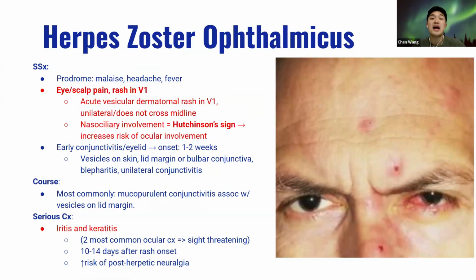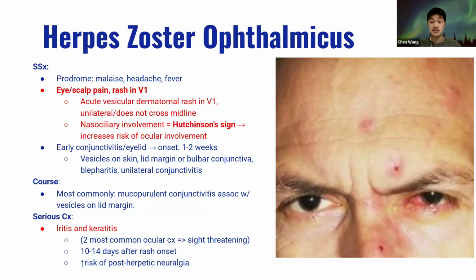Herpes zoster ophthalmicus is essentially when people have chickenpox, and then the VZV virus becomes latent and dormant in the trigeminal ganglion. Later in life, for whatever reason, it might reactivate through the first branch of the trigeminal nerve, which is the ophthalmic branch. So V1 is the first branch of the trigeminal nerve, and it can lead to pain and rash within that nerve.